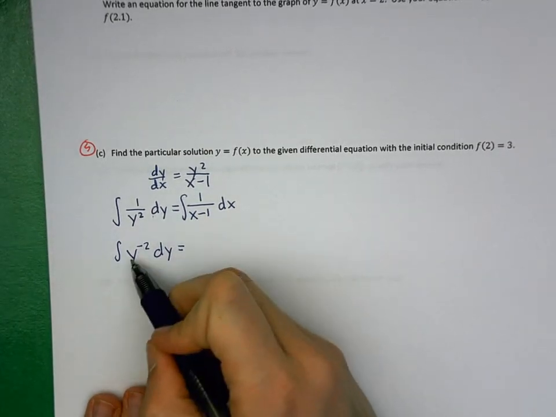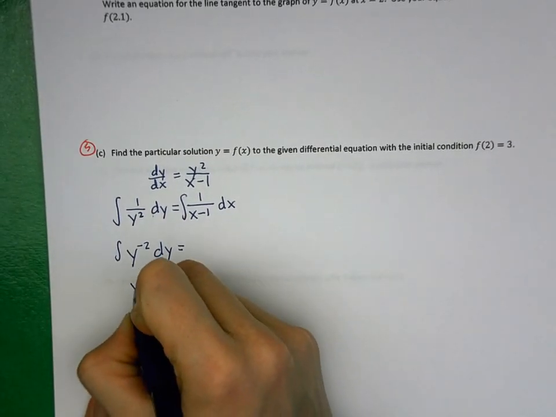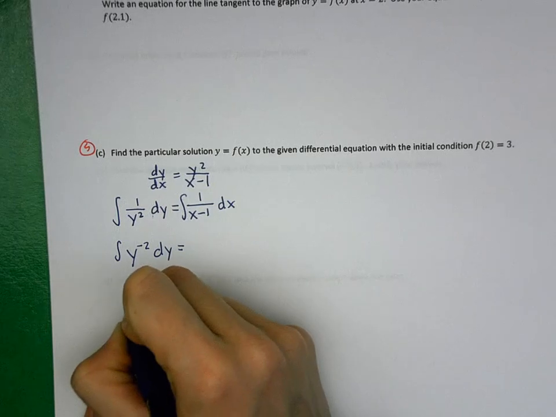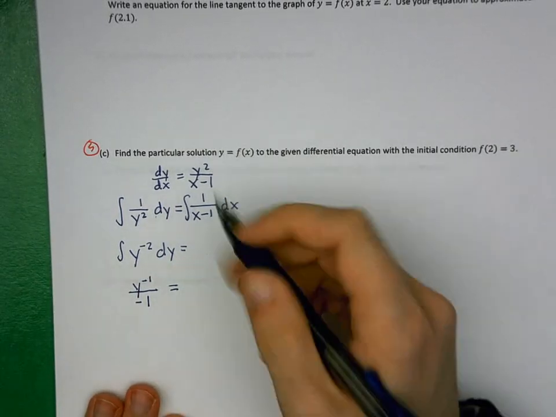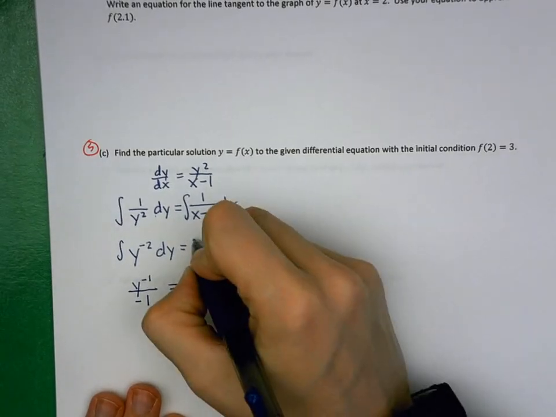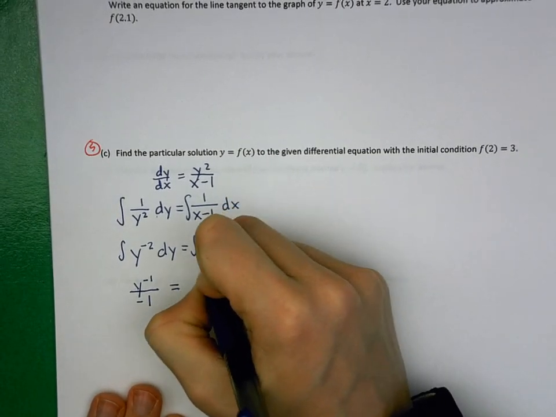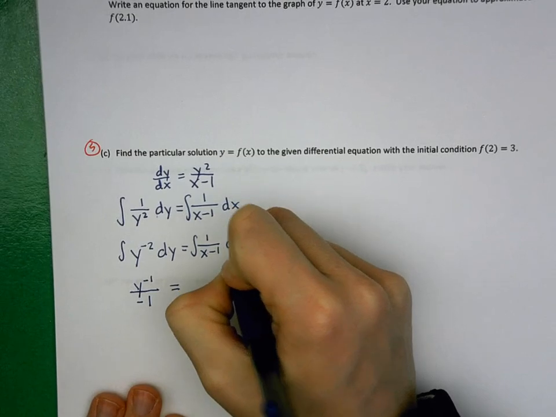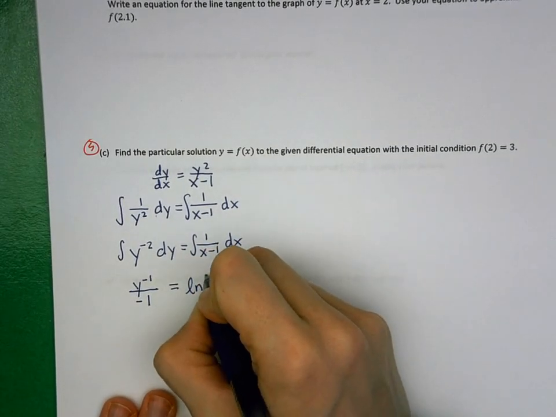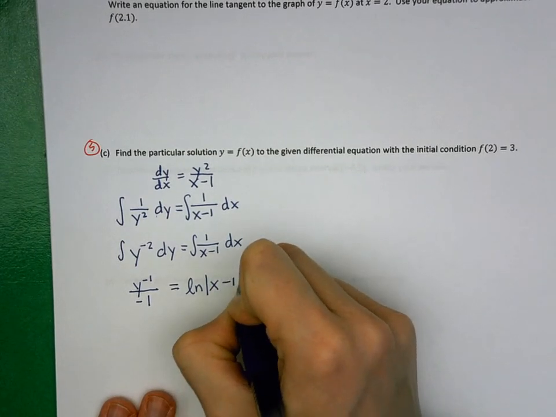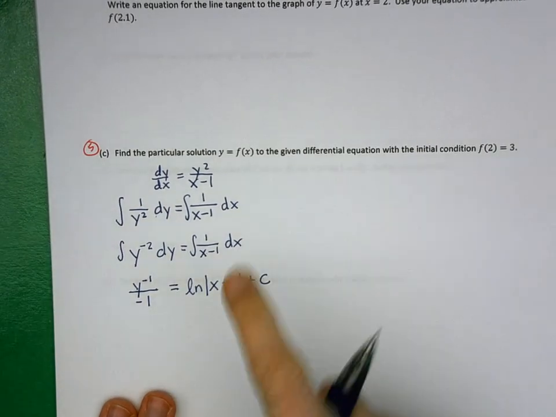And so this is power rule. Adding 1 to the exponent, we would have y to the -1. Dividing by that new exponent is -1. On the right, this one is natural log. You can do a u-substitution on the x minus 1 if you want, but our du would be 1, and so it's not actually required. But you could if you'd like. And then don't forget your plus c.